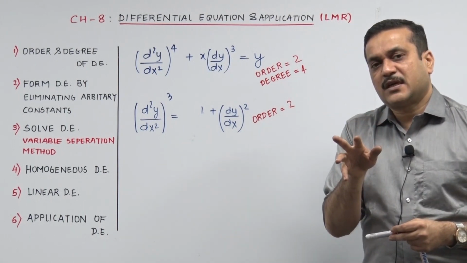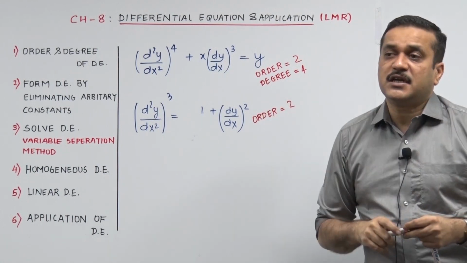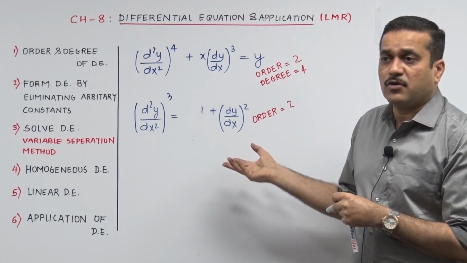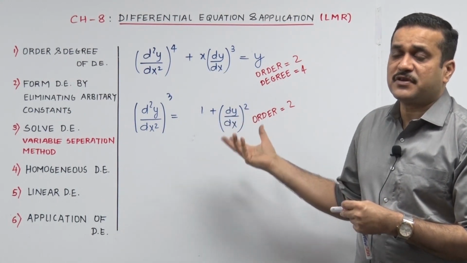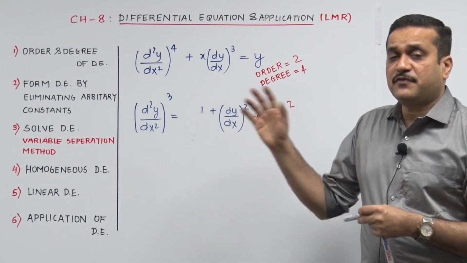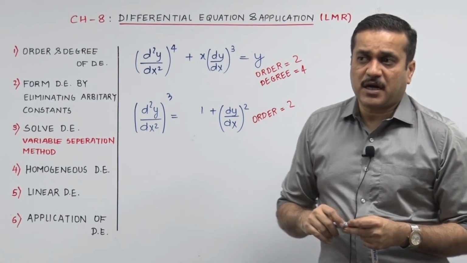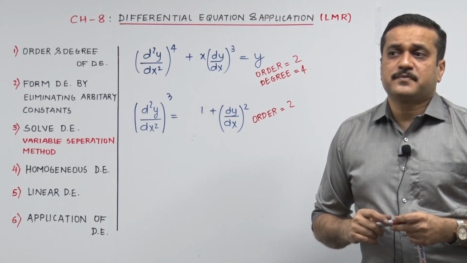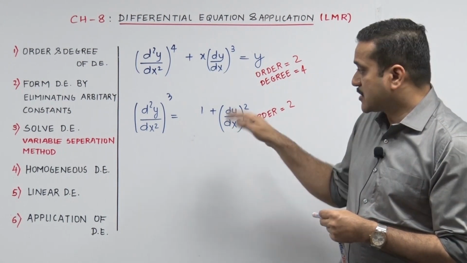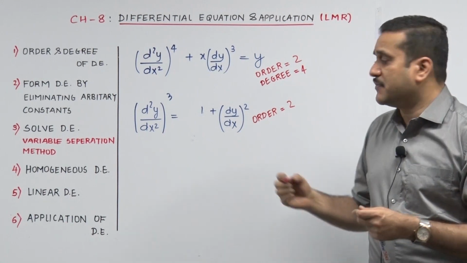Yes sir. After freeing the differential equation of its fractional indices, what we just did over here is cube on both the sides so that the differential equation becomes free of that fractional index 1 by 3, it was a cube root. After freeing it of all the fractional indices and the negative powers, which were not there in this case, you look at the power of the highest order derivative. The highest order derivative d square by dx square, its power is 3, and that becomes the degree of the differential equation.